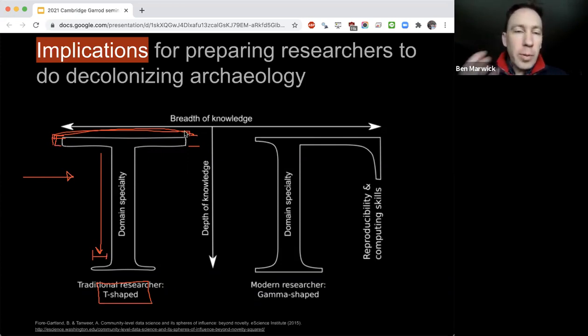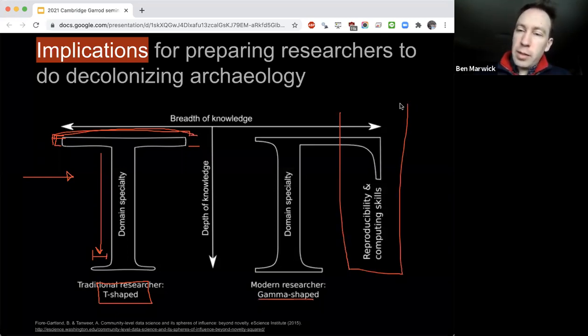But I think if we recognize this argument about colonizers' logics and Galisonian logic devices and so on, and the affordances, we need to consider what I'm calling the gamma-shaped researcher, where your skill set and your practice includes skills in reproducibility and computing to take advantage of these affordances provided by logic devices. So that means if you are an instructor, you need to make sure your students have these skills before they enter the professional community. And if you're a practitioner, you need to be acquiring and demonstrating these skills as well.